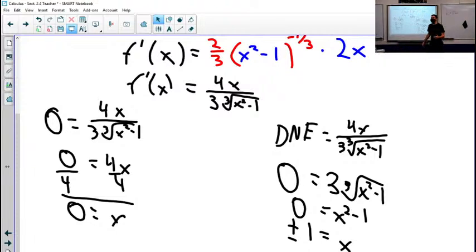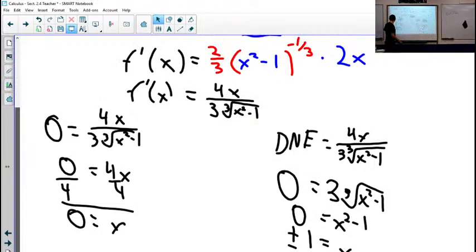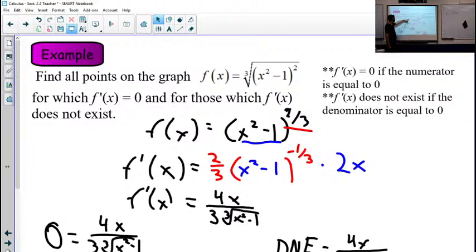And this is an example of finding places where the function is continuous but not differentiable, because we didn't have a problem with the domain up here when it was just a cube root of a function squared. I can put 1 there. I'd get out 0. But when I took the derivative, this x squared minus 1, this cube root part, ended up on the bottom. And now it can't exist for the derivative.